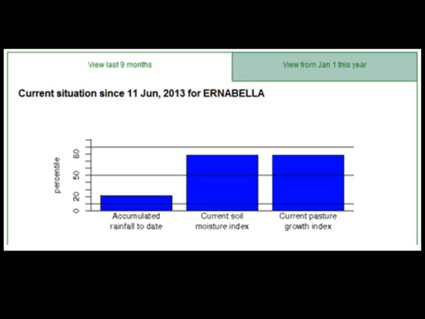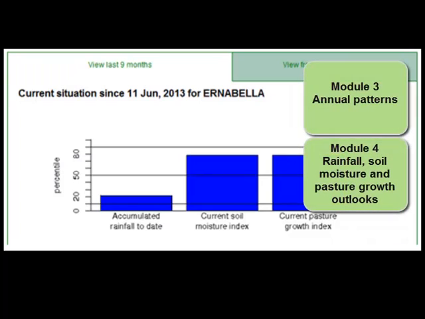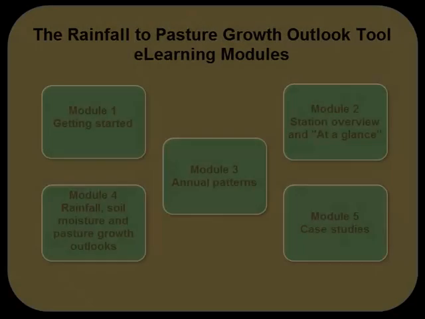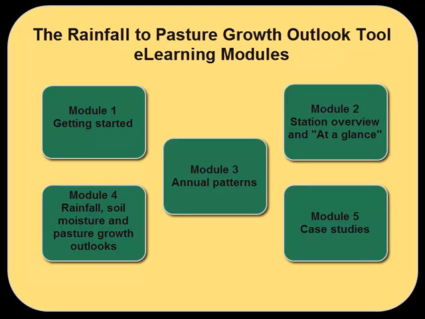The patterns of rainfall, soil moisture and pasture growth index in this analysis provide you with a quick overview, but also provide clues as to which other outputs in the tool should be viewed to help you explore what this might mean for future pasture growth potential. This will be explained in modules 3 and 4. This concludes the at-a-glance module.